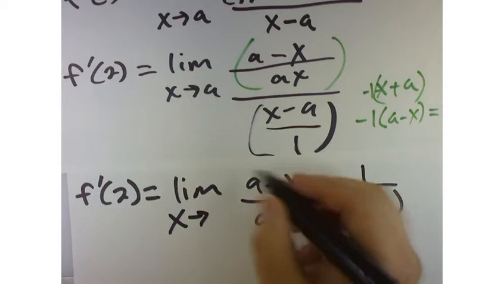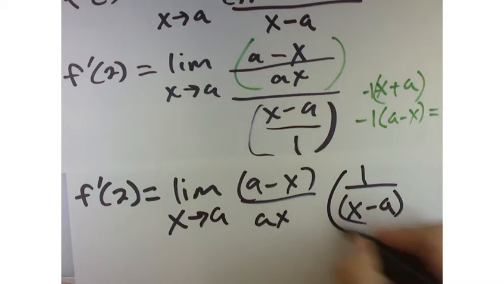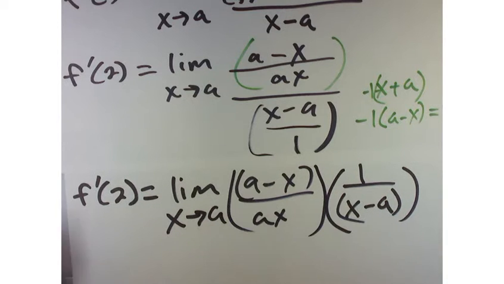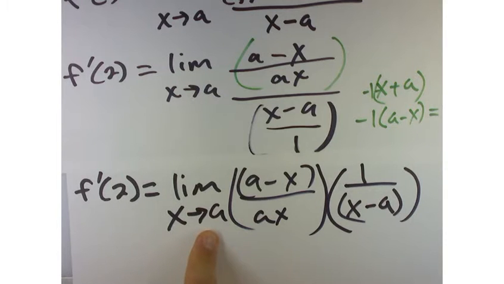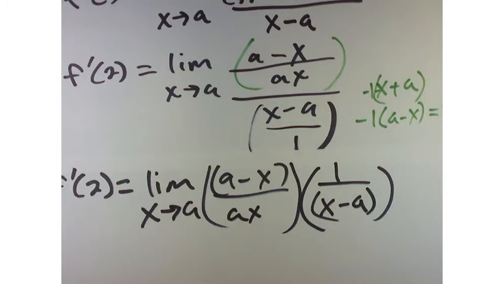Right. The problem is I'm not getting any help here. When I multiply that through, at some point I'm going to have to plug in my a for x. When I plug in my a for x, I'm going to get a minus a, which means I'm going to have 0 in the denominator, so I can't do anything with that. Does that make sense?